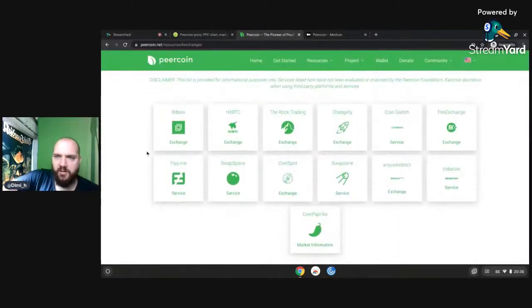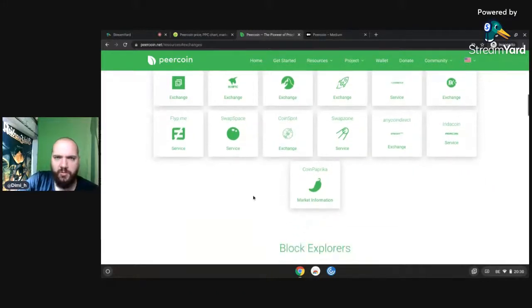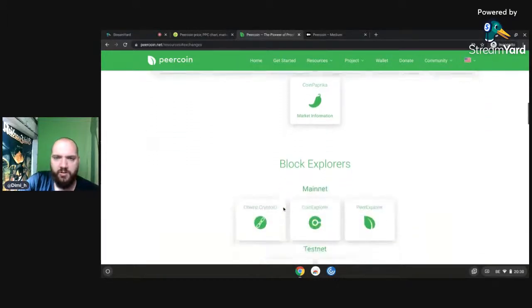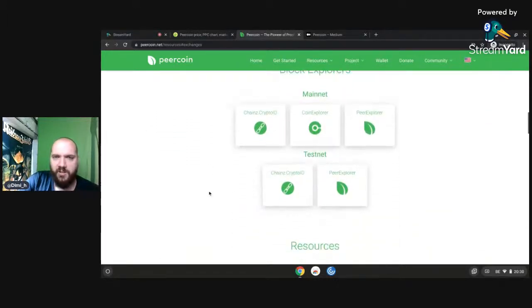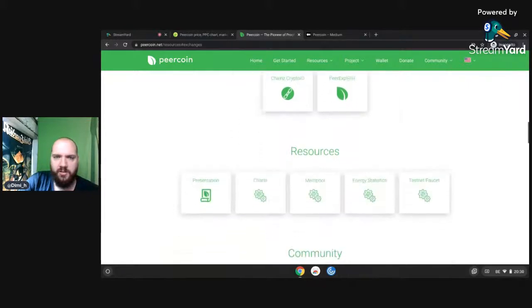All right, they are available on a few exchanges, but not immediately high-hitting ones like Binance, Coinbase, or Kraken. They are the more secondary ones. Okay, Bittrex is quite known. HitBTC, okay, I know of them, but I'm no active user. Coin Paprika, yeah, that's for market information, but they should update it because I saw it on CoinGecko also. So mainnet and testnet, okay.